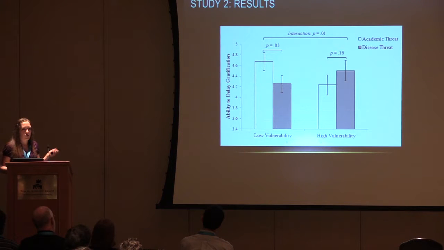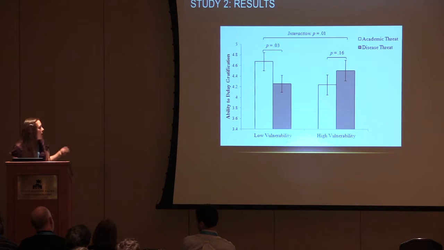However, for individuals who are healthy, in control conditions, they have an easy time delaying gratification. This is actually on a scale out of 5, so they have a really easy time. That's a pretty high score. But when you give them disease threat, they drop down significantly and act much like the chronically sick people do after seeing this disease threat.